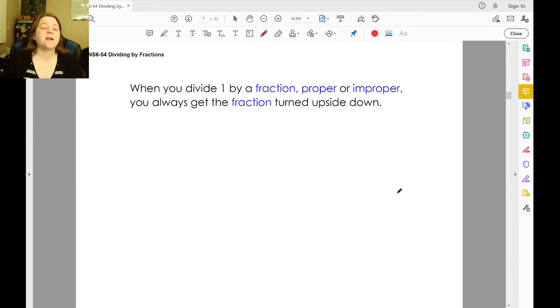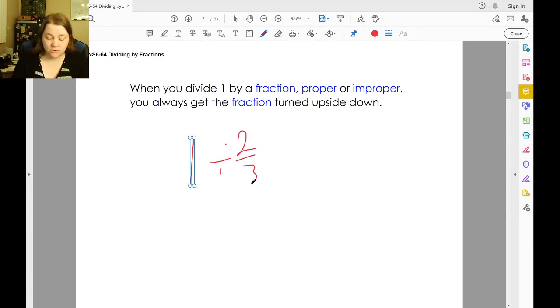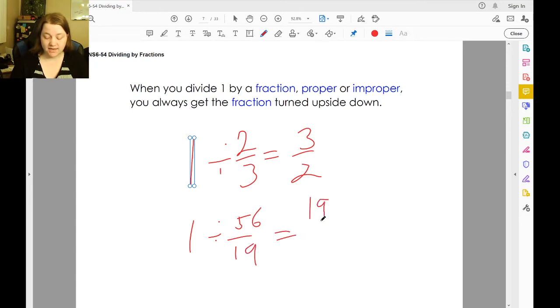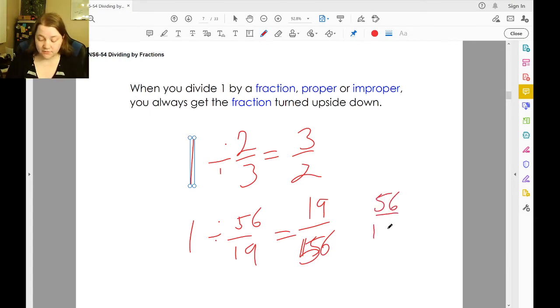When you divide a fraction by 1, proper or improper, it doesn't matter, you're always going to get this fraction turned upside down. 1 divided by 2/3 is going to be 3/2. 1 divided by 56 over 19 is going to be 19 over 56, because 56 over 19 times 19 over 56 is going to equal 1.